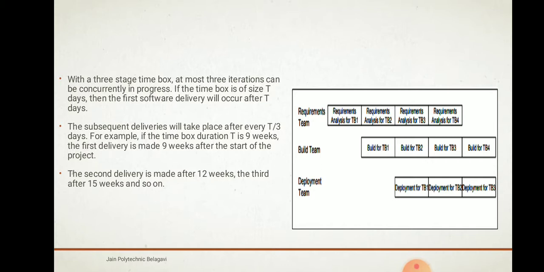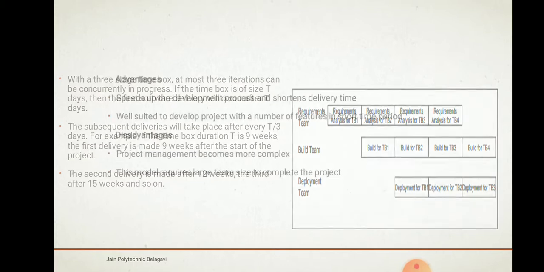Because if you divide 9 by 3, the delivery will take place after every 3 weeks. So the first delivery will be made 9 weeks after the start of the project. The second delivery is made after 3 more weeks. The third delivery will be made after 15 weeks, and so on.